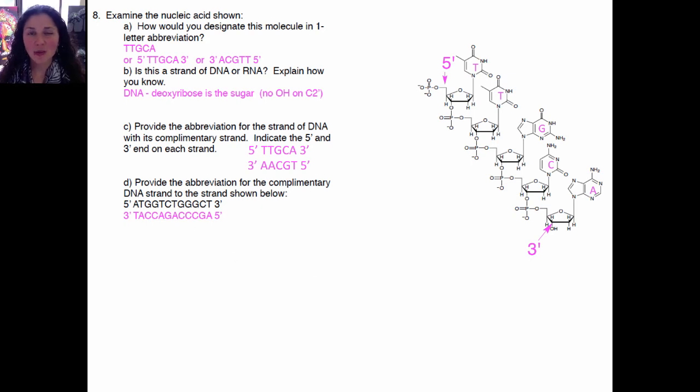Okay, now let's talk about the structure of DNA. Nucleic acids, just like proteins, have different levels of structure. The first level is primary structure. Just like in proteins, primary structure is the sequence of the units. In DNA and RNA, the primary structure is the sequence of the base units. So primary structure is represented in this figure by the sequence TTGCA.